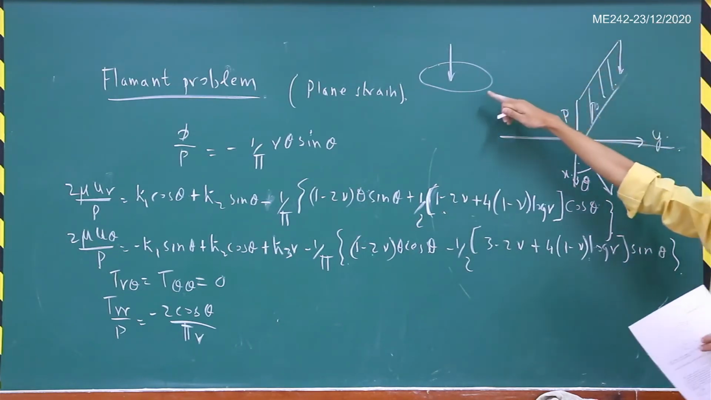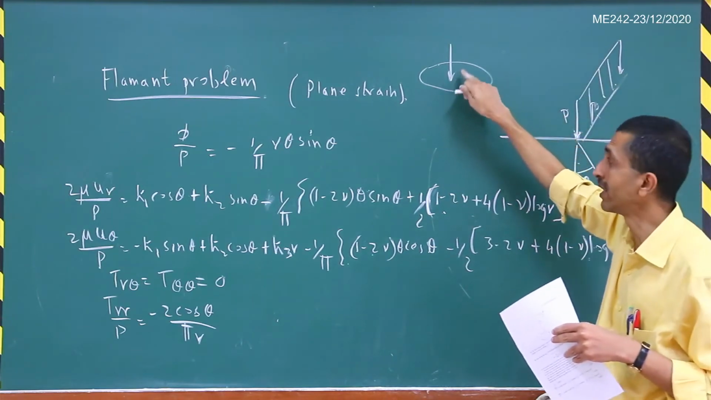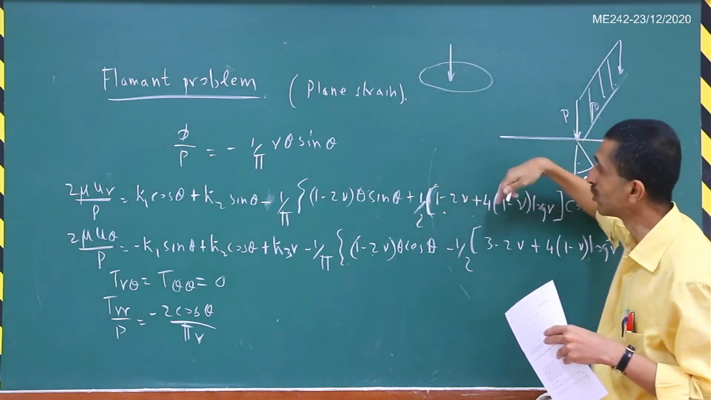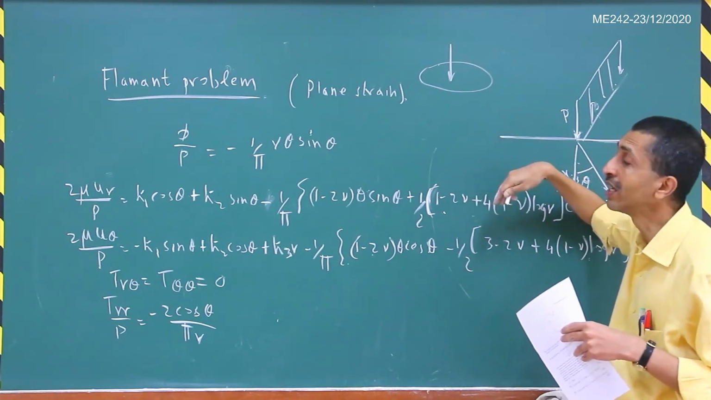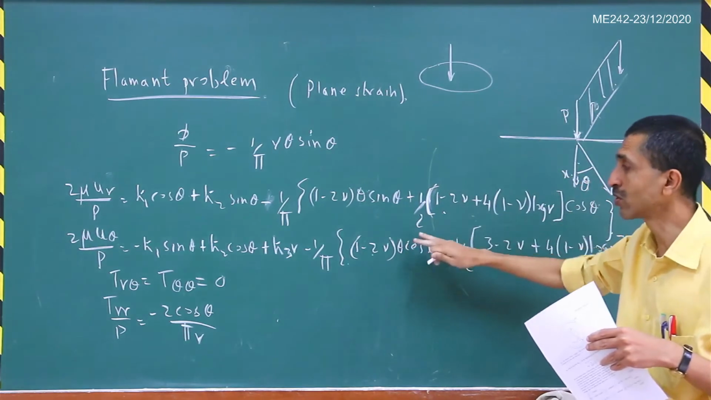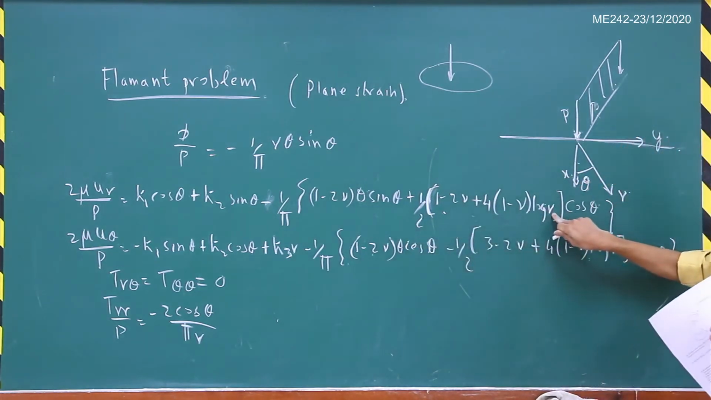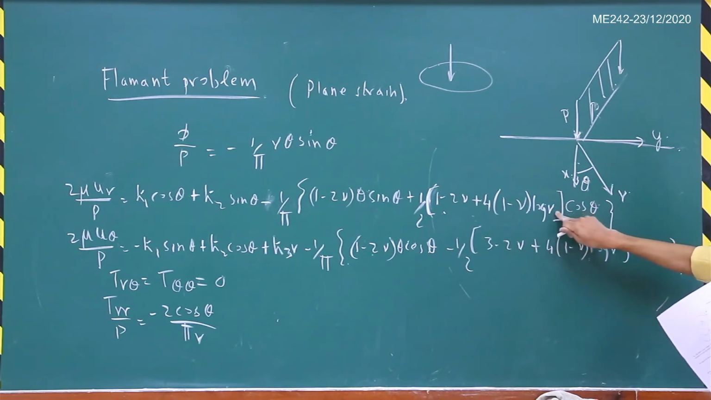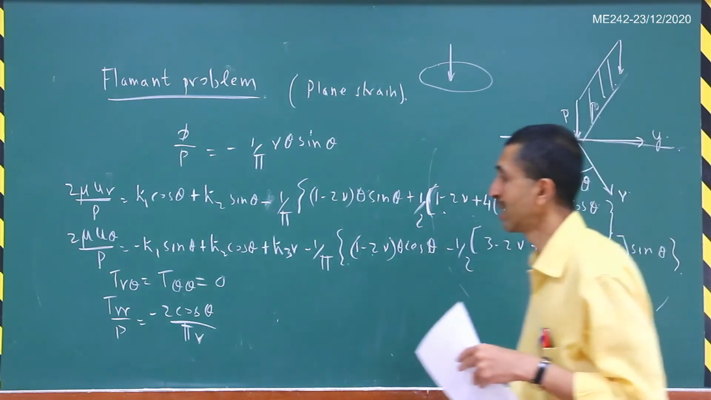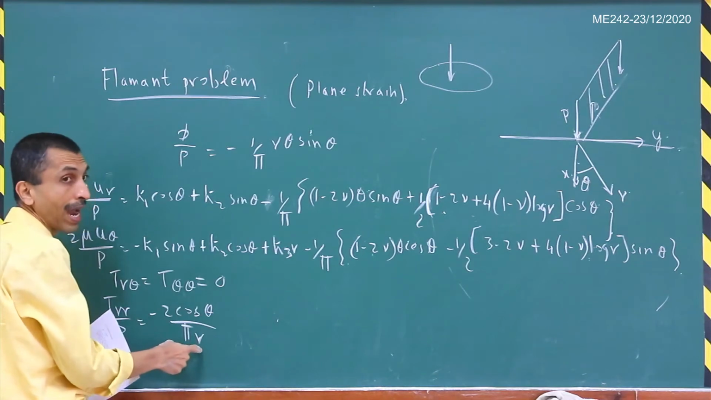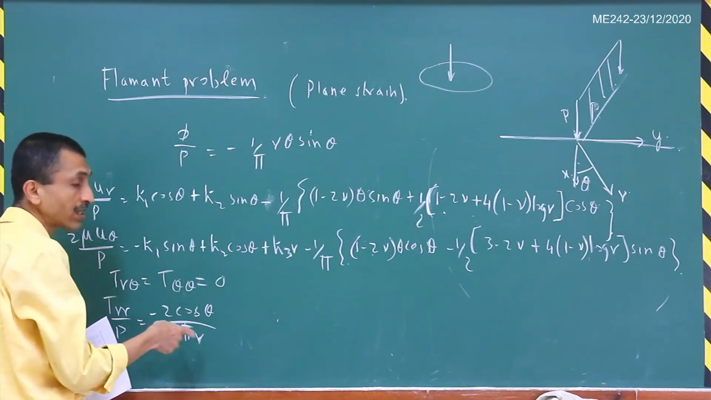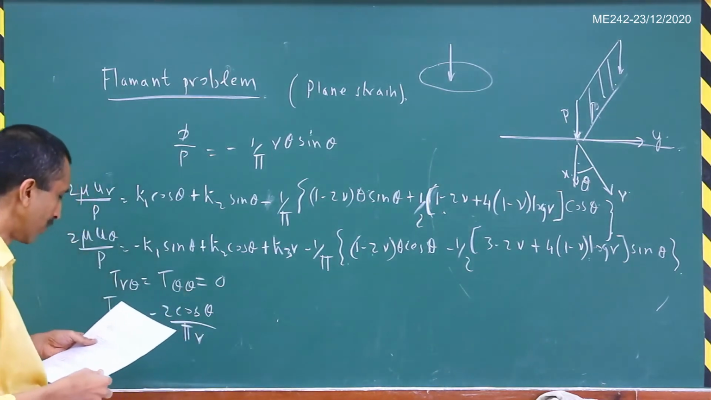But in the 3D case, it's actually a point load here, and then the displacements will tend to 0 as r tends to infinity, and the stresses will also tend to 0. In the Flamant solution, you will see that the displacements do not tend to 0, and this is one of the shortcomings of this solution. The displacements tend to infinity as r tends to infinity, but the stresses tend to 0 because you see that there is a 1 by r in the denominator. The stresses tend to 0 as r tends to infinity here.